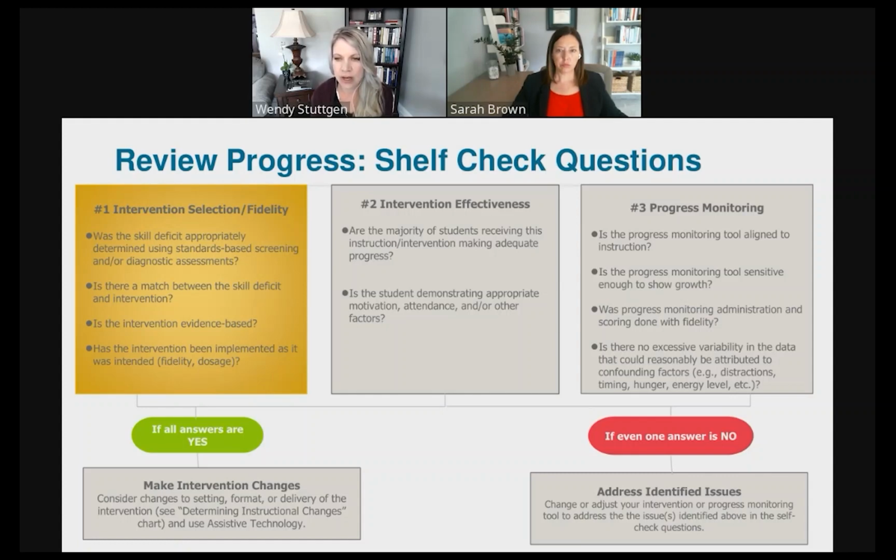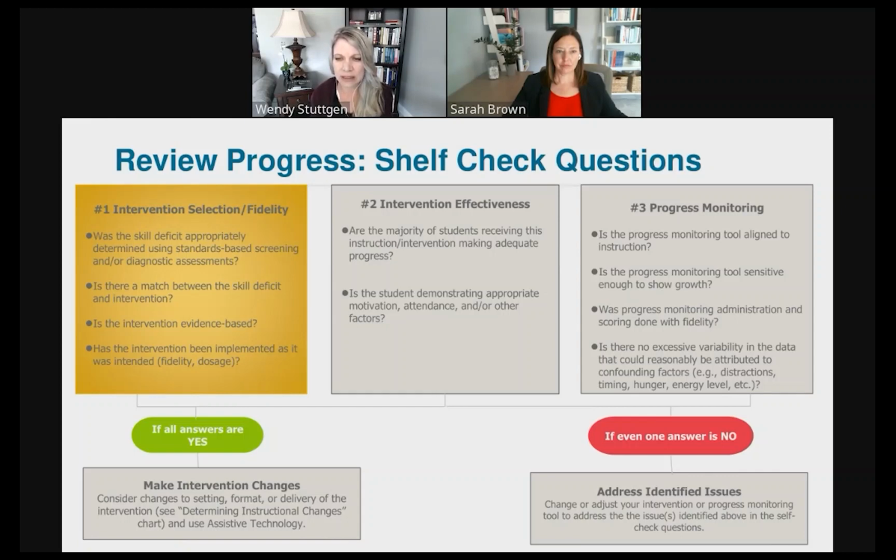instruction. So I've seen where the intervention is scheduled first thing in the morning, but the student arrives 10 minutes late to school most days. So it's really imperative that the interventionist is documenting that the student's missing that first part of the intervention.